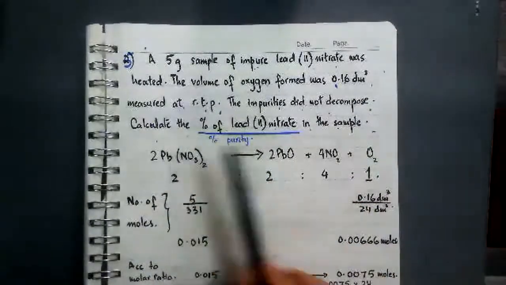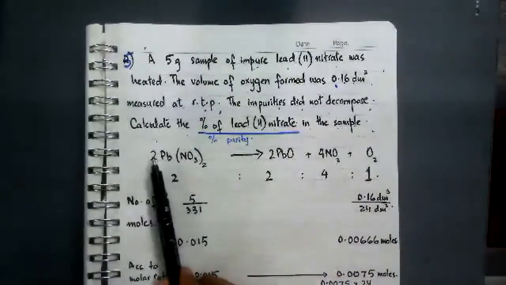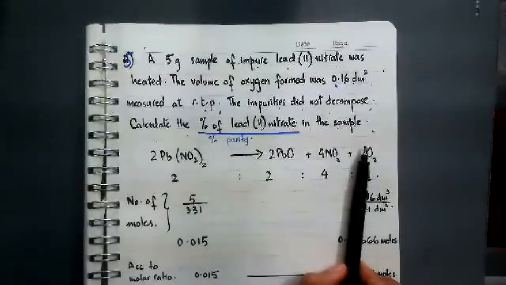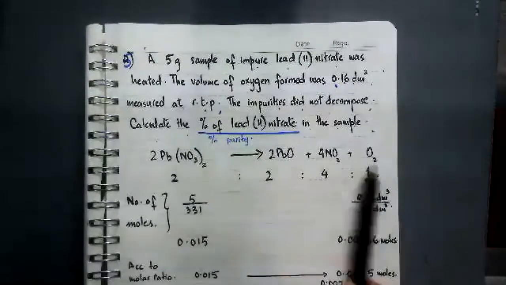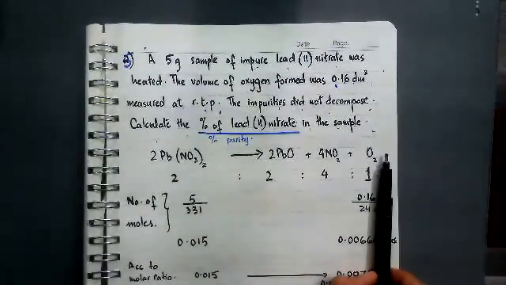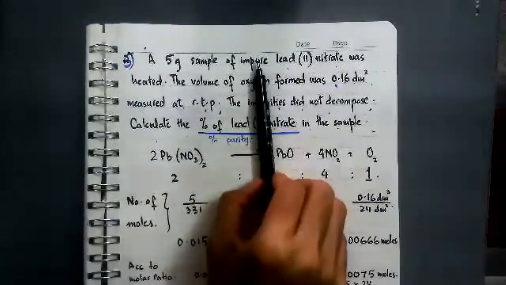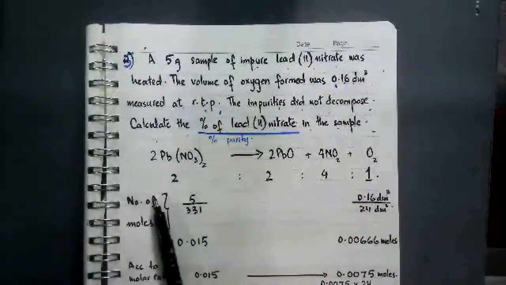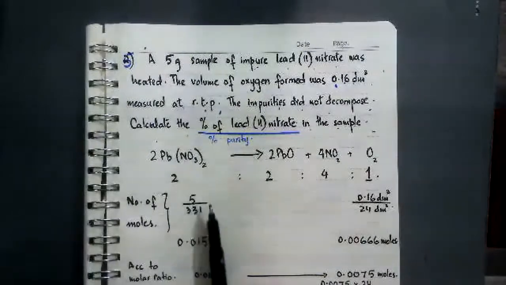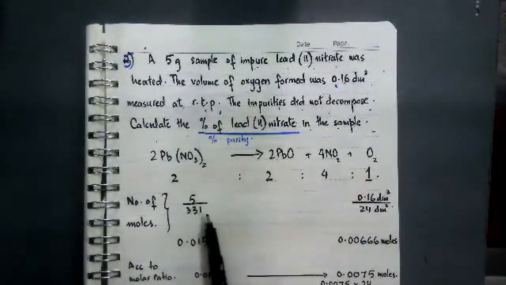This is already given in the question. So keeping this chemically balanced equation in mind, look at the molar ratio: 2:2:4:1. They have given us the mass of impure lead nitrate. So again, I will use the formula: number of moles equals mass divided by the molar mass of lead nitrate. Lead nitrate's molar mass is 331.